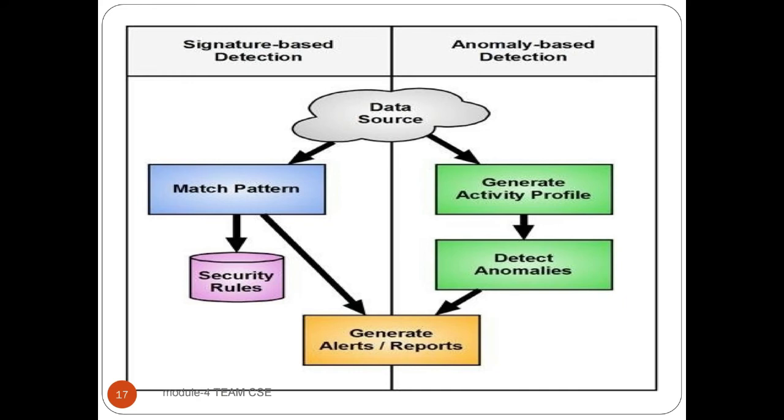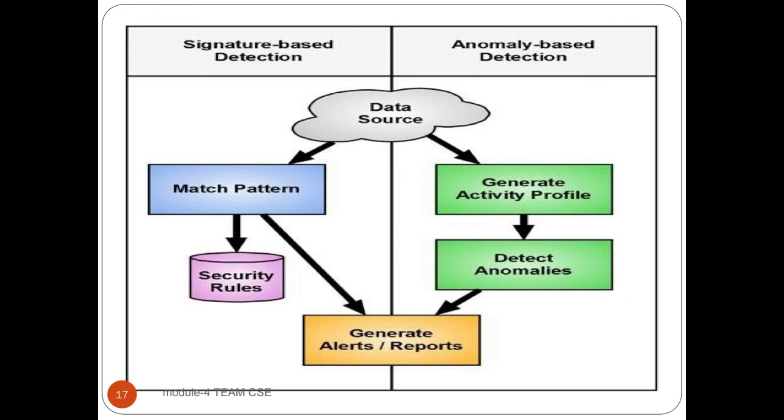In case of signature based detection, based on the data source, the pattern matching is done by following the different security rules. Based on that, if there is any malicious activity, it is able to generate alerts or reports. This is signature based detection based on the defined security rules.